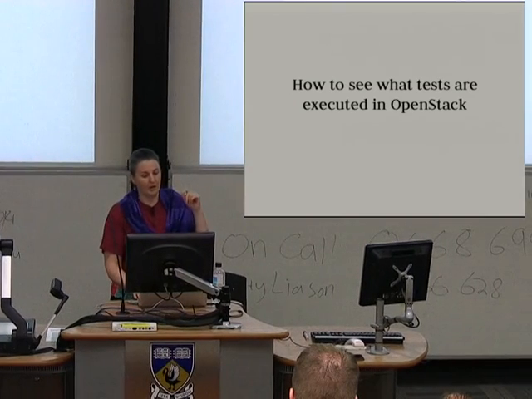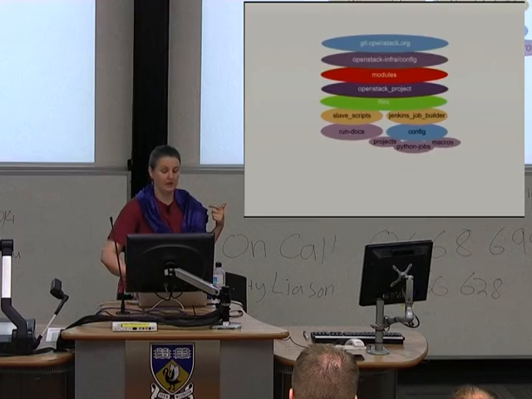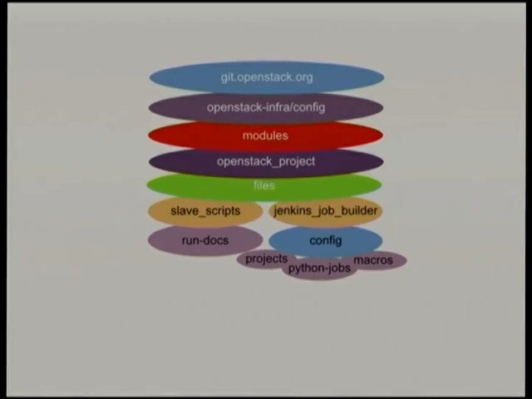And also, we need to find out what tests are being run in OpenStack. The way to find out is we have to take a look at the OpenStack test running code. I made this slide because I find it very, very difficult to navigate this particular repo. The particular repo that I'm talking about, if you look at the second oval down, is the OpenStack infra config repo. The config repo is huge.